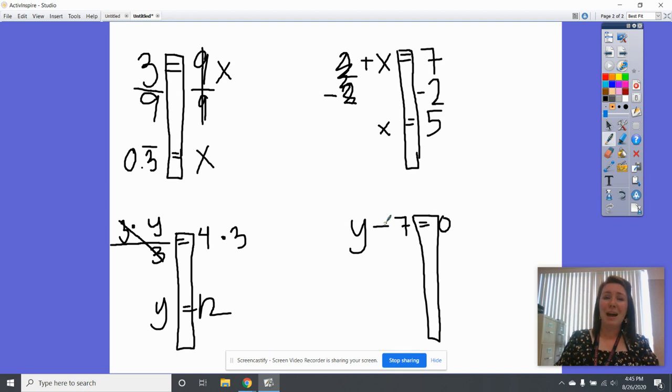Now the operation happening to y is minus. So I want to do the opposite, which is plus. And I'm trying to get rid of 7. So minus 7, the opposite is plus 7 on both sides of that equal sign. So negative 7 plus 7 is gone. And we just have y equals, in this case, 7. There you go. That's solving one-step equations.